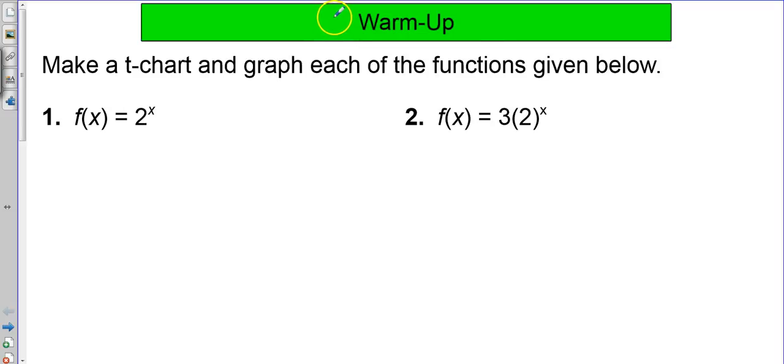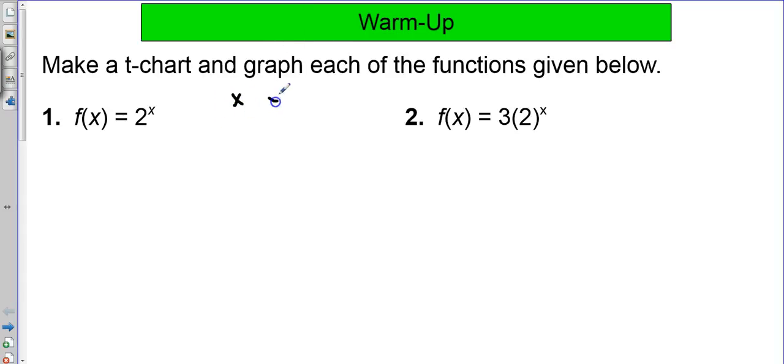Alright guys, so as part of the warm-up, this is going to kind of lead us into what the lesson is for today. So let's go ahead and check out some of these. So what we want to do is make a T-chart and graph each of the functions below. So let's go ahead and get to it. So a T-chart's always an XY.